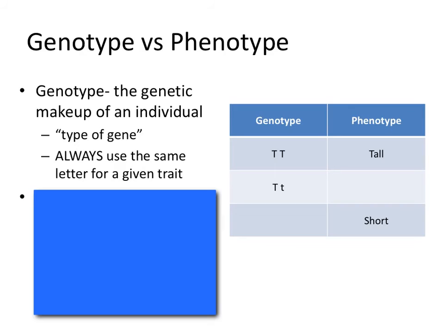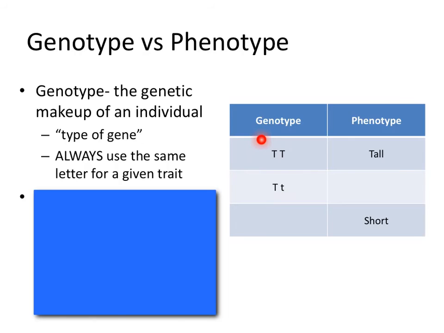The last bit of terminology for this set of notes is genotype versus phenotype. The genotype is just like it sounds, it's the genetic makeup of an individual. I like to say it's the type of gene. Okay, so this is the letters that we're actually going to write to represent the genes. It's really important that we always use the same letter for a given trait, and that'll become a little bit more obvious what I mean by that in just a second.